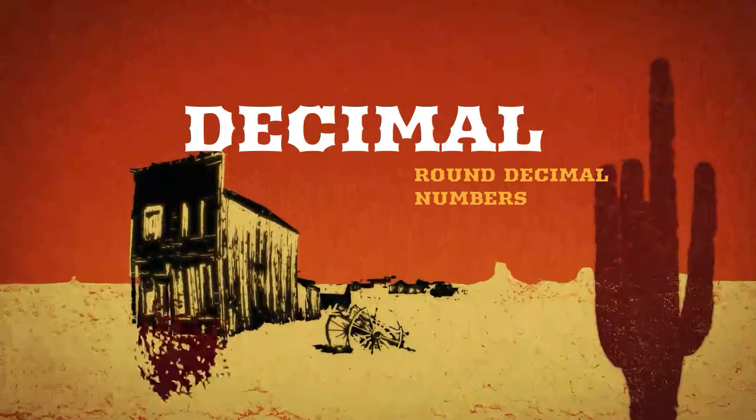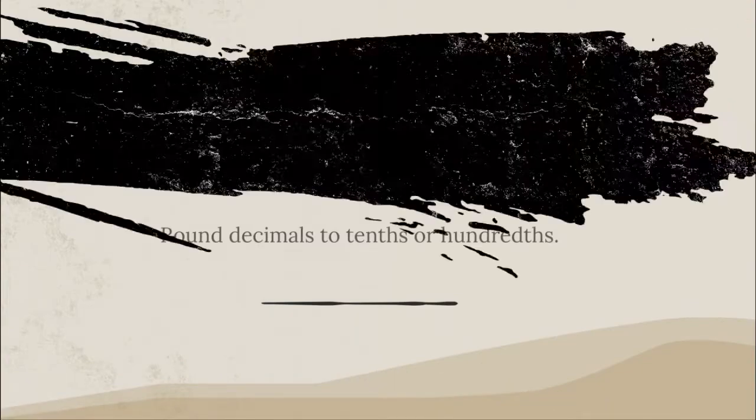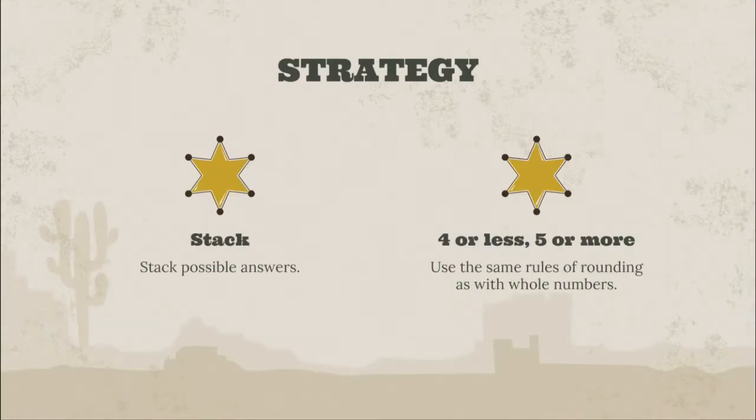In this video, we're going to round decimal numbers. There's the objective. So the strategy I'm going to use is I'm going to stack possible answers. You're going to see what I mean here in just a minute. And I'm going to use the same rules of rounding as I do with whole numbers. 4 or less, let it rest, 5 or more, add 1 more, whatever you use.